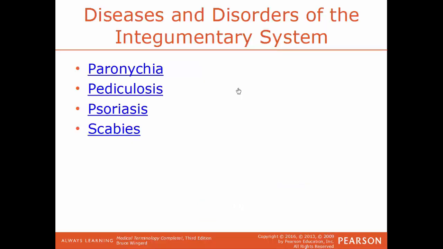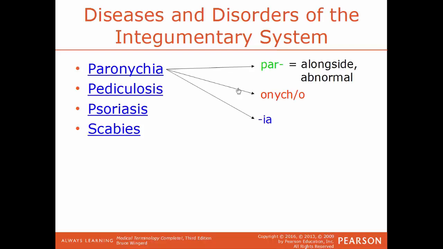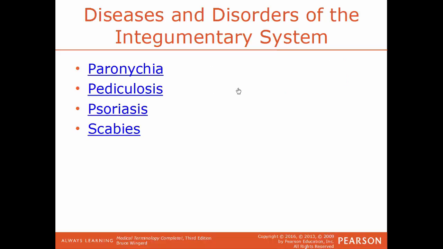Alright, the next one, paronychia. We'll go ahead and break down that word. Par will mean alongside or abnormal. Onycho will mean the nail. Then ia, the condition of. So this is a condition of having an abnormal either toenail or fingernail. So this is really an infection of the tissue running alongside the nail bed. The next one, pediculosis, is another term for an infection due to lice.